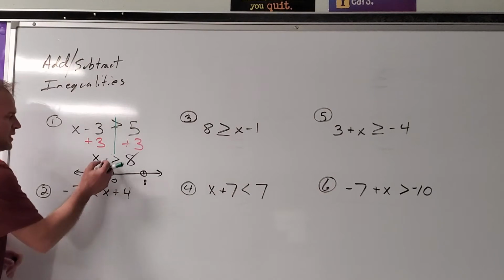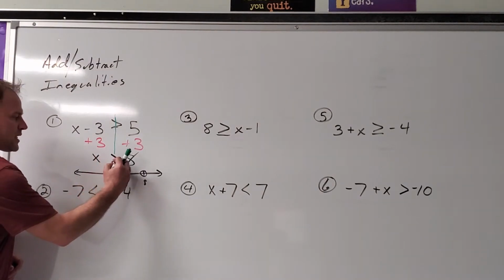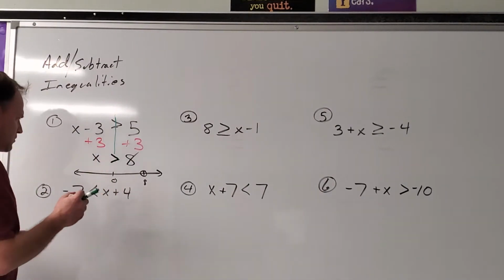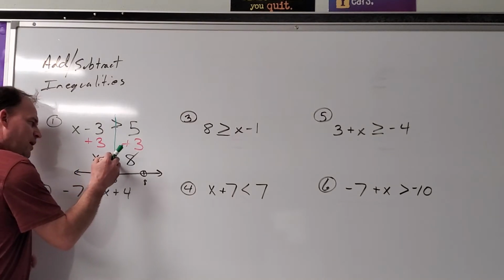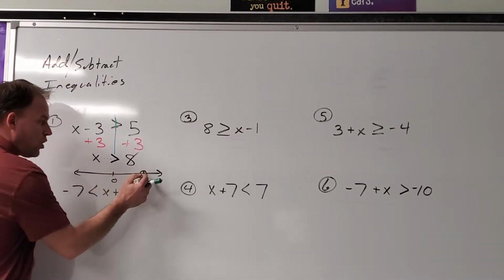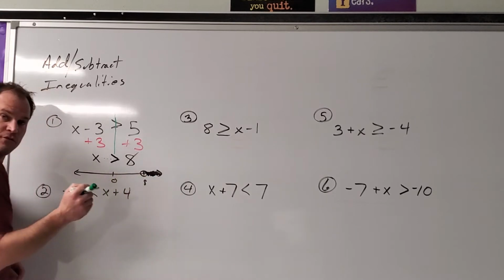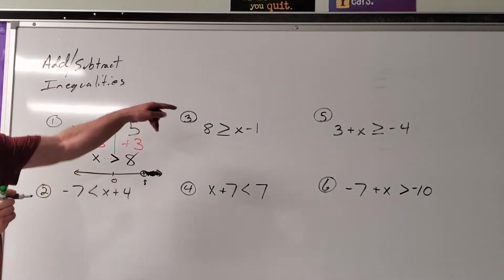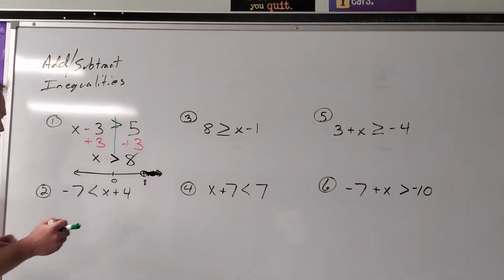Which way am I shading? So again, we talked about this. We've used our words. This is a greater than symbol. We've talked about, think of it as an arrow. It's telling me where to shade the graph. There you go.